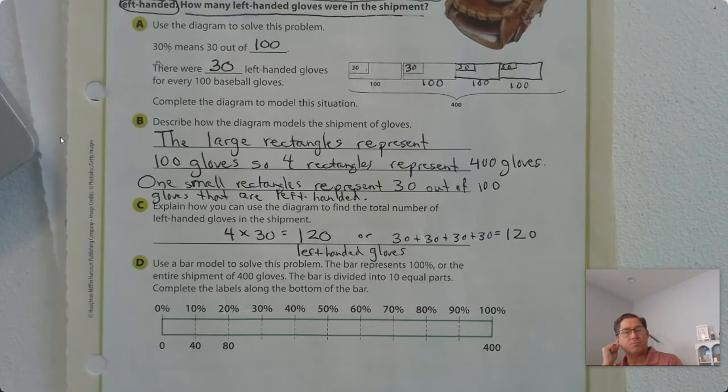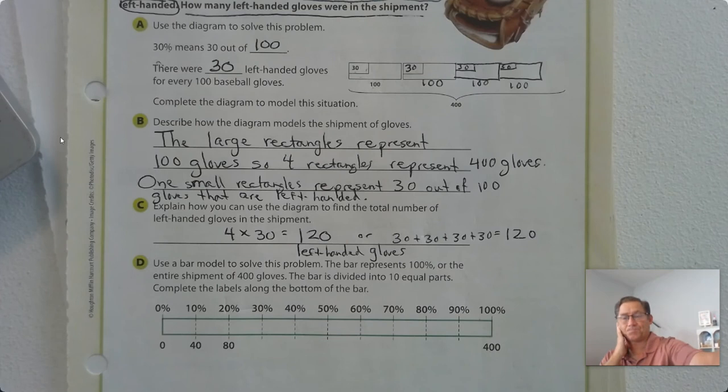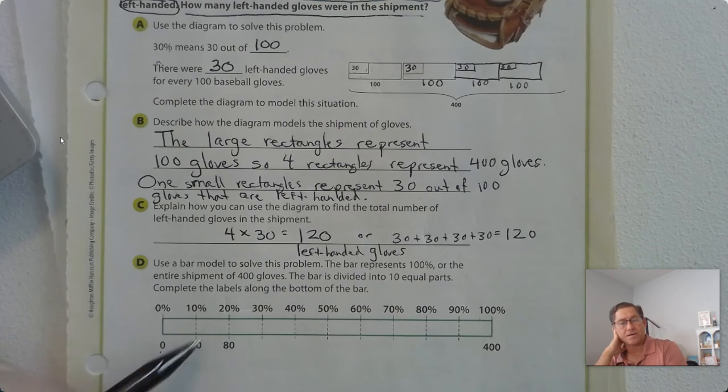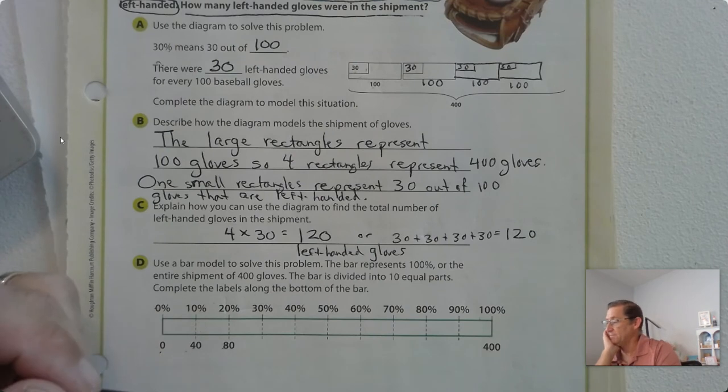All right, use a bar model to solve this problem. The bar represents 100%, or the entire shipment of 400 gloves. So we see here 400 gloves equals 100% of the shipment. So the entire shipment was 400 gloves. All right, and so we see 0%, there would be 0 gloves. 10% represents 40 gloves. 20% is 80 gloves. So how much is it increasing by each time? By 40 gloves. So every 10% equals 40 gloves.